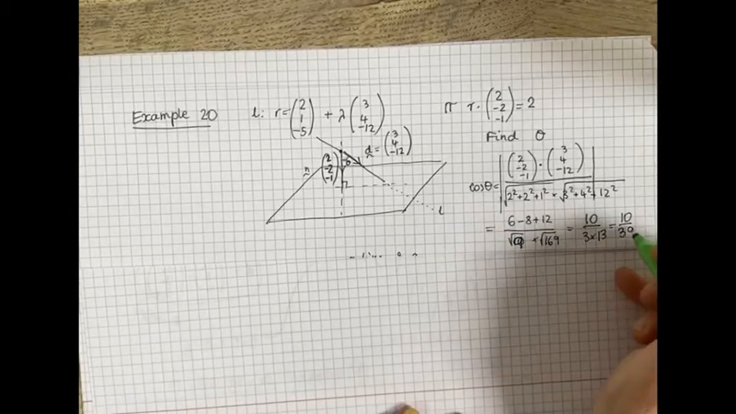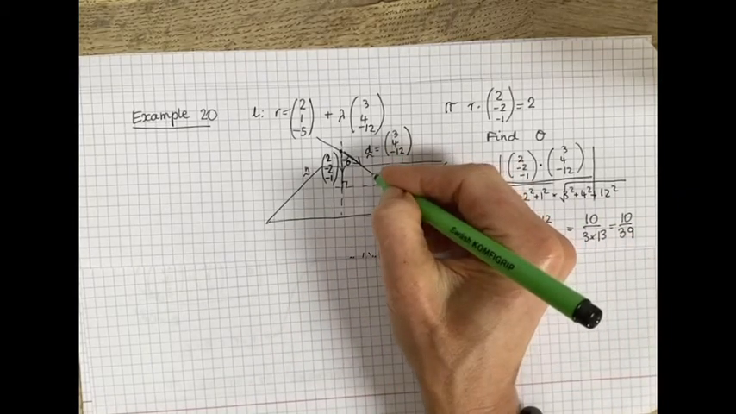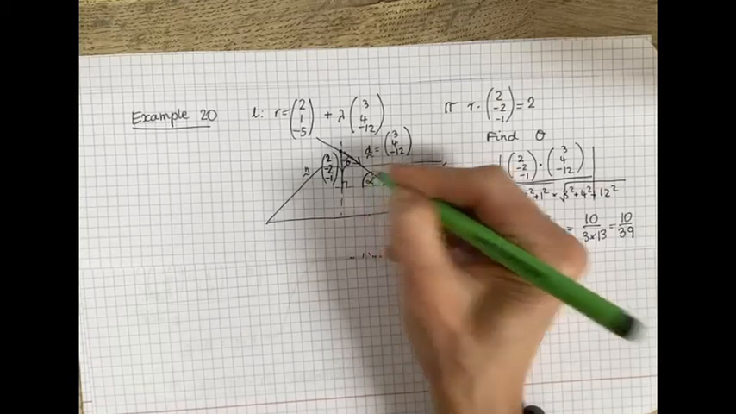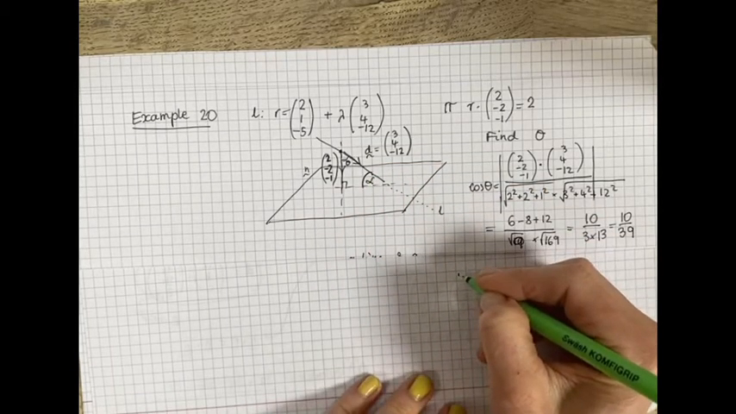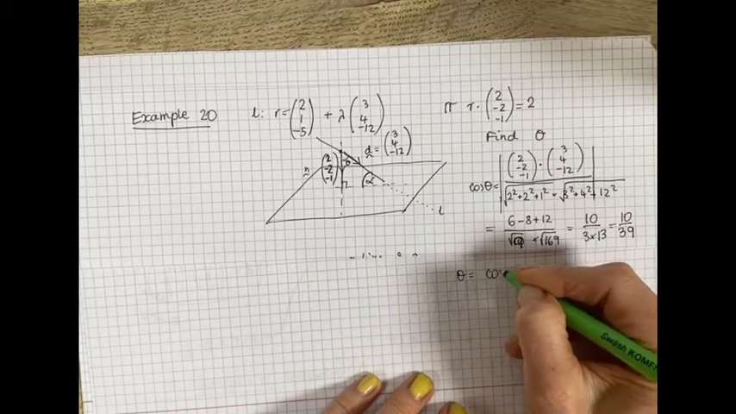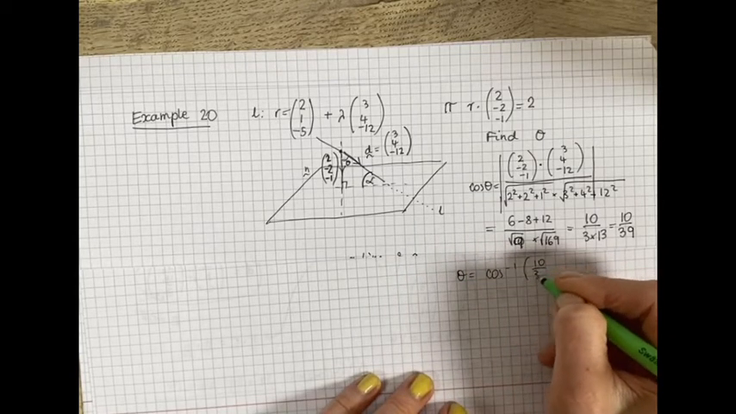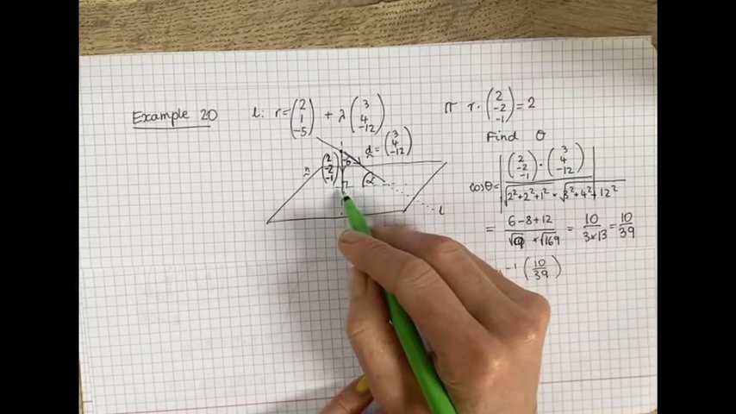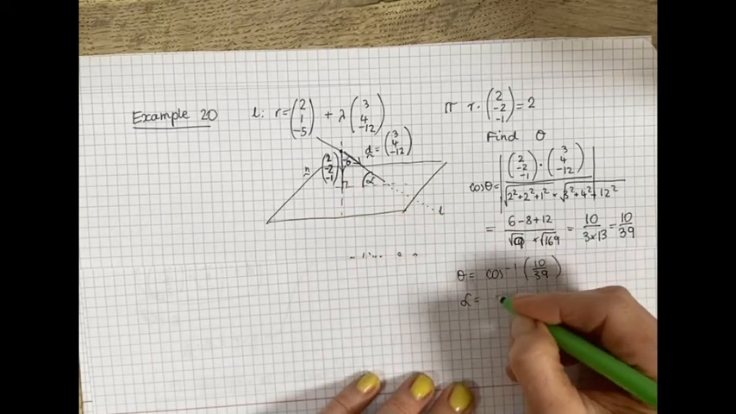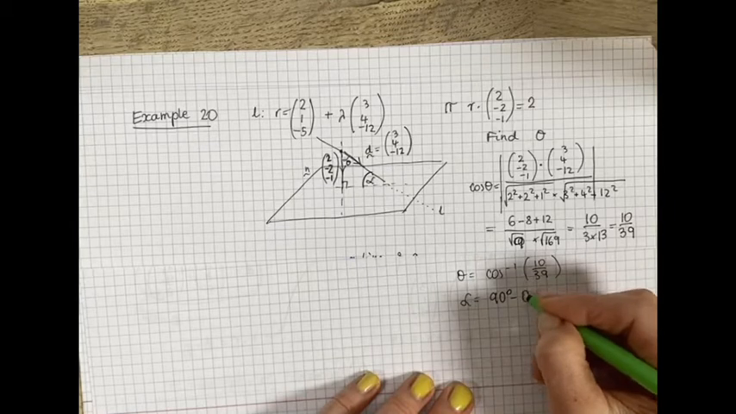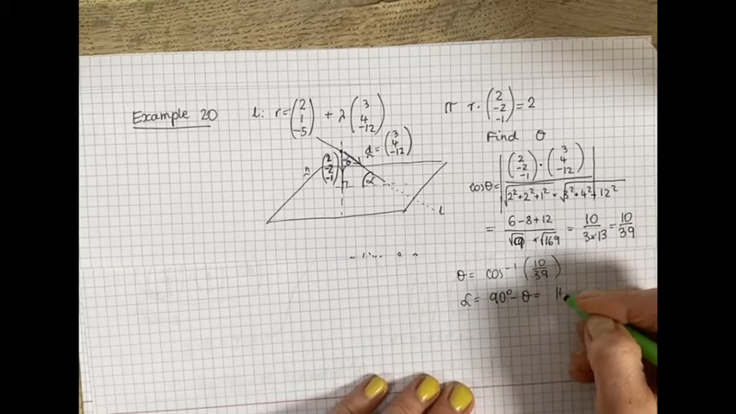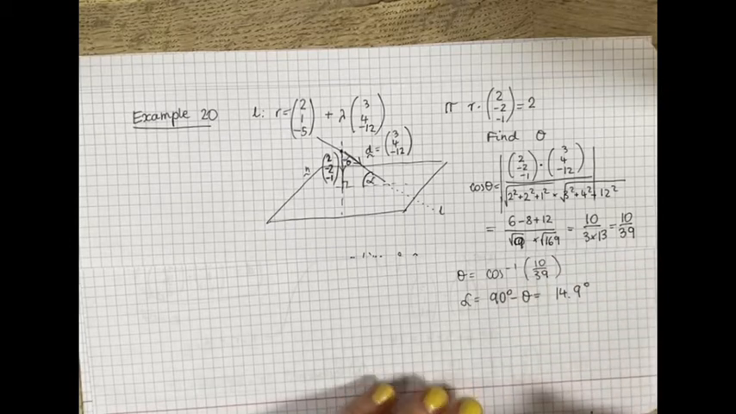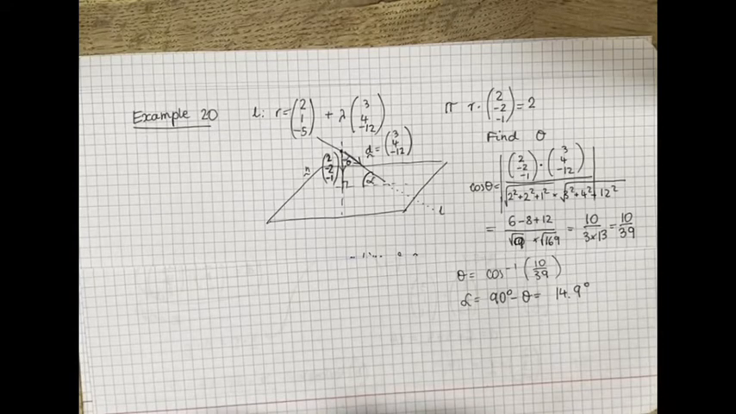Okay, so now thinking about the angle, you can either use this information to find the angle between the line and the plane, because the angle between them is that angle, let's call it alpha. So if you do theta is equal to cos inverse of 10 over 39, then your alpha is going to be equal to 90 minus theta, which is 14.9 degrees if you work it out. Now, another way of thinking is to actually think about this angle here.